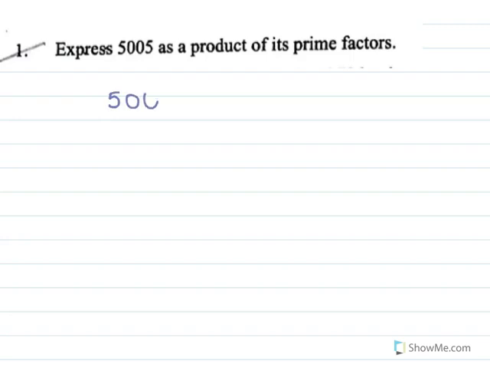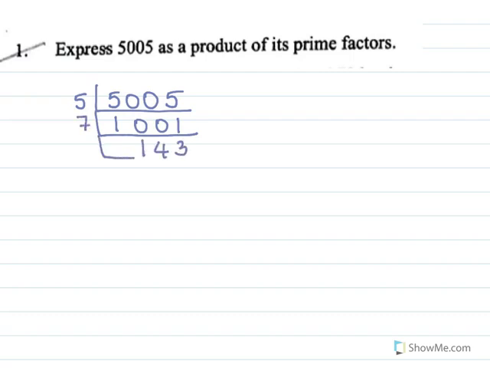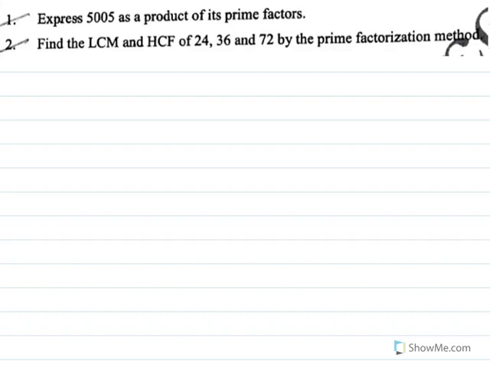Express 5005 as the product of its primes. So 5005. We'll divide this first by 5. We get 1001. Next, we divide by 7. You get 143. Here we can divide by 11, and that will be 13. So 5005 equals 5 into 7 into 11 into 13. This is an interesting number. It is a product of all prime numbers. All its factors are prime numbers. 5 is a prime number, 7, 11 and 13 also.